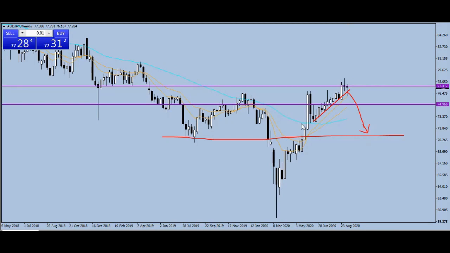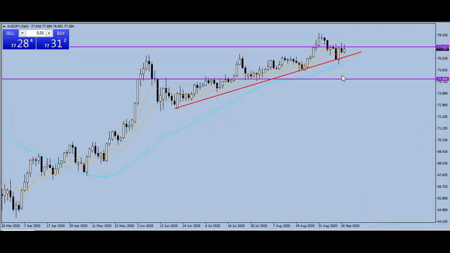This can happen this week, can happen next week, but like I said, the only time we would be interested in taking this trade is when and only when we see a break of this ascending trend line. Very important. Don't ever take a trade if you don't see this break. So that's what I have for AudJpy.